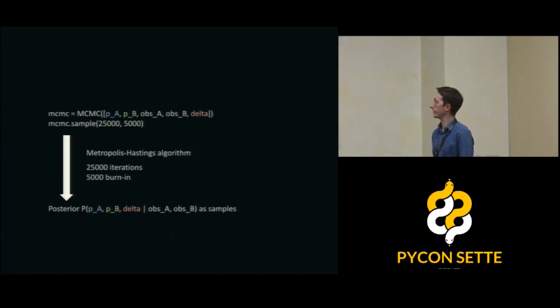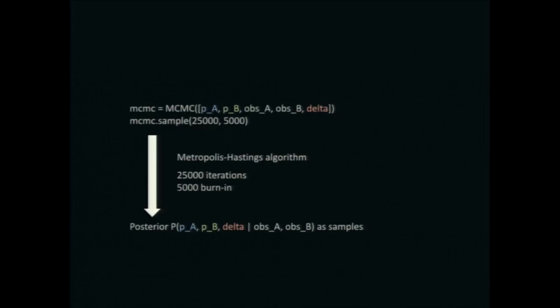So the higher the burn-in, the more samples you discard at the beginning, but then the fewer samples you have at the end. I will not go into the details of the Metropolis-Hastings algorithm because I think it's quite complex and out of scope.